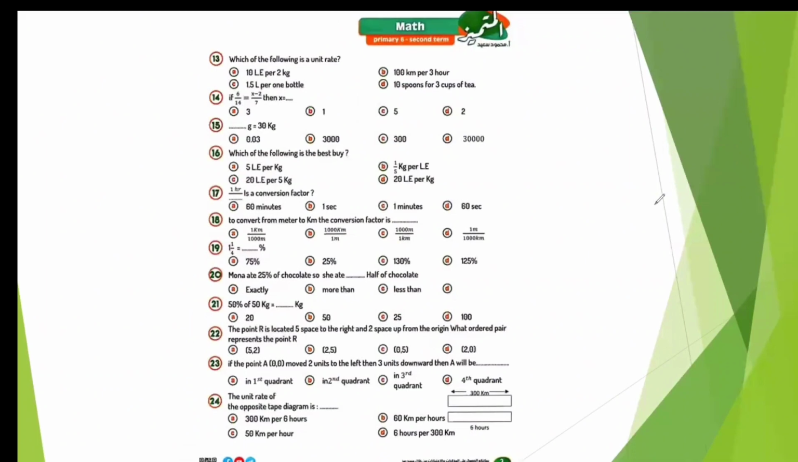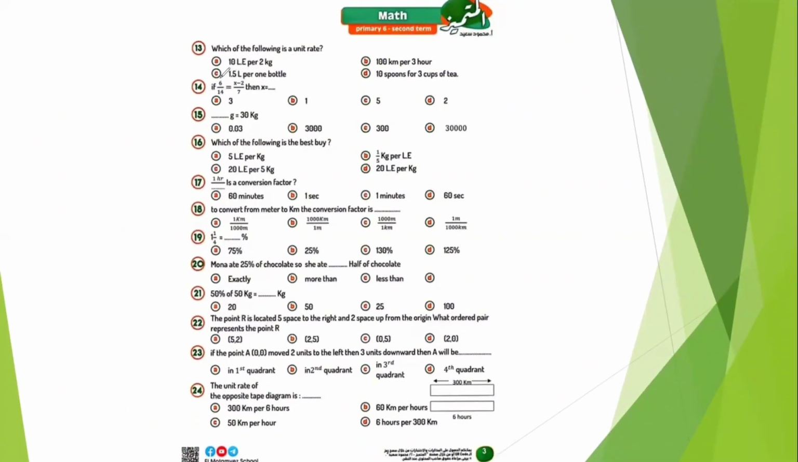Question 13: Which of the following is a unit rate? The unit rate is number C, because it talks about 1 bottle, giving the value of 1 unit.